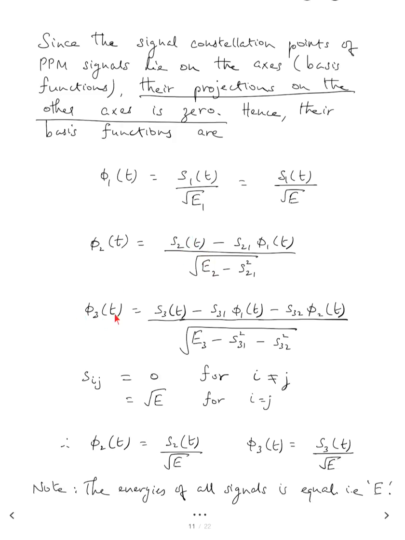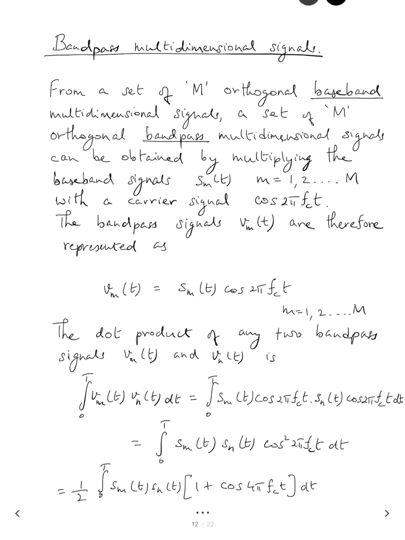Similarly, the general equation from the Gram-Schmidt for the third basis function is given by this, and again, because the projection of S3 on phi 1 is 0 and S3 on phi 2 is also 0, these terms will vanish. So we'll have phi 3 as S3 of t by root E. That is basically to say that the basis functions are going to have a particular value of root M by T and for a duration of T by M.